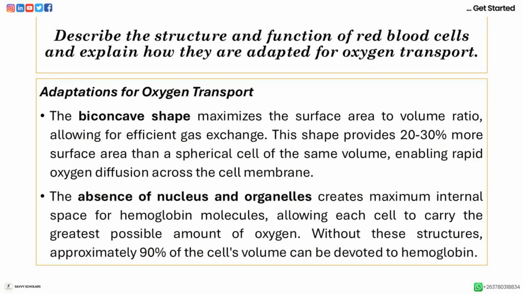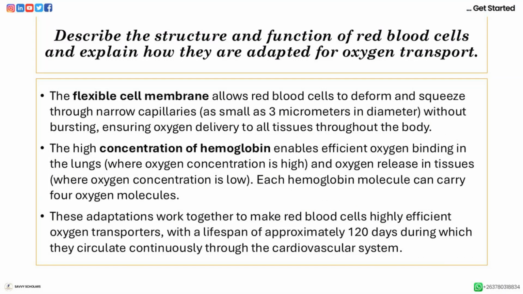The flexible cell membrane allows red blood cells to deform and squeeze through narrow capillaries as small as 3 micrometers in diameter without bursting, ensuring oxygen delivery to all tissues throughout the body. The high concentration of haemoglobin enables efficient oxygen binding in the lungs, where oxygen concentration is high, and oxygen release in tissues where oxygen concentration is low. Each haemoglobin molecule can carry 4 oxygen molecules.